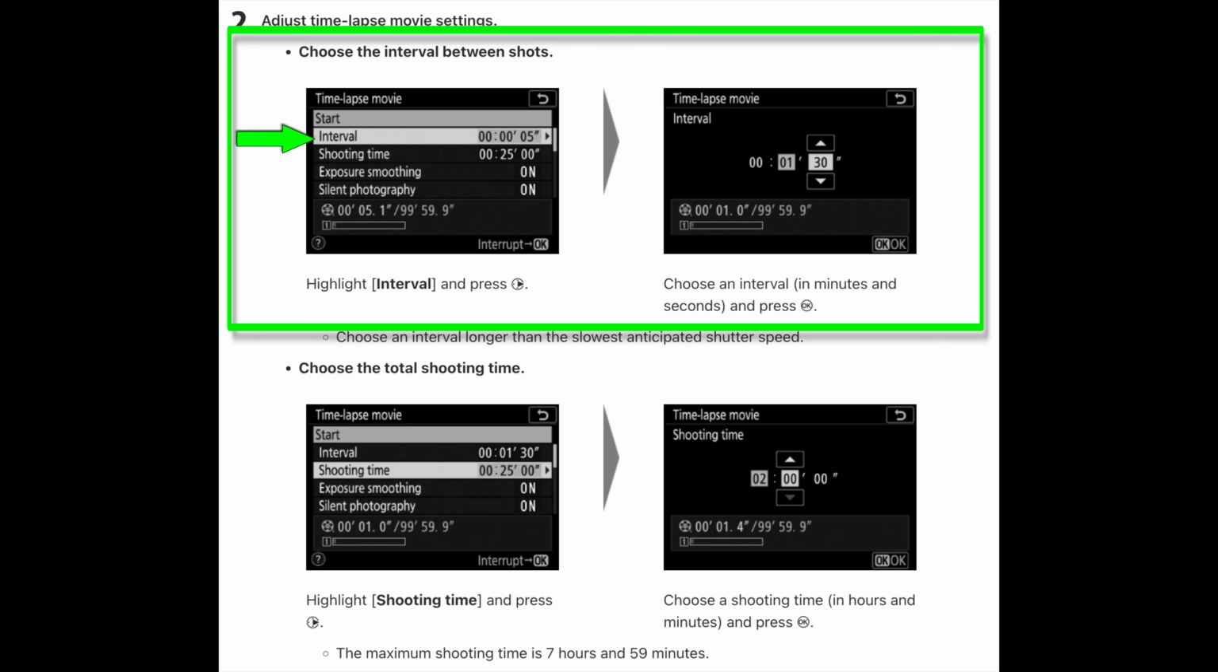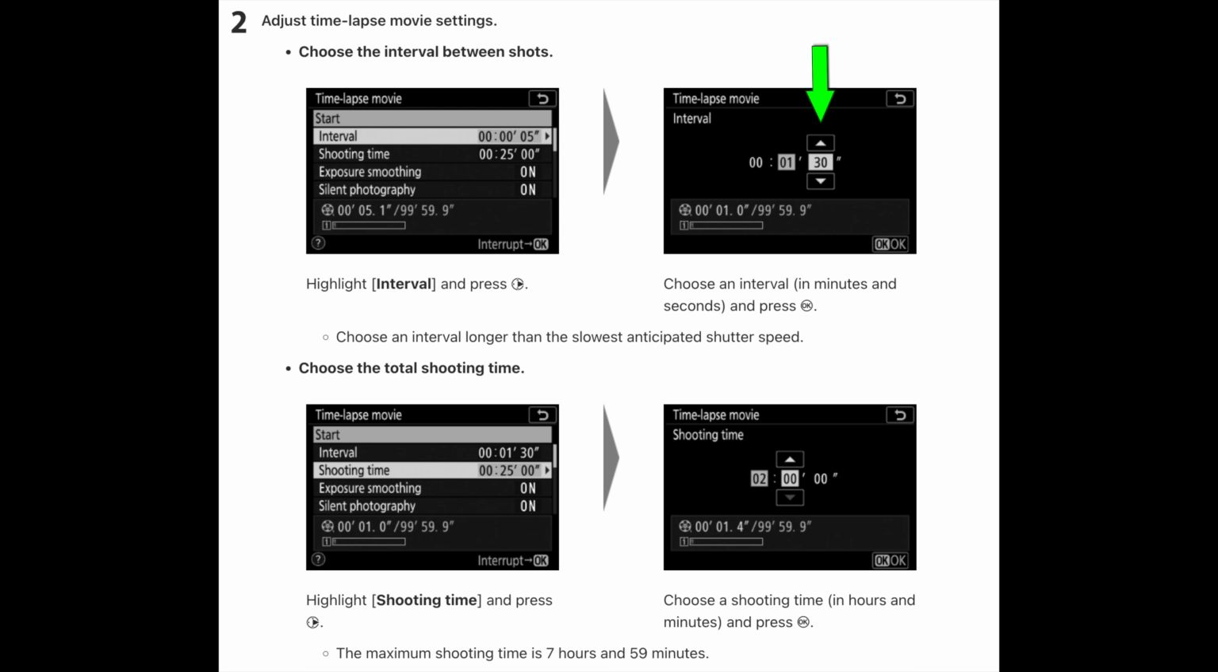This is great if you're doing stars, Milky Way moving across the sky, anything that moves really slowly, you want to have a bigger interval time. Anything that's moving really fast, like cars driving, wind blowing clouds, you want to have a relatively short interval time so that you can capture that motion and not miss out on it.